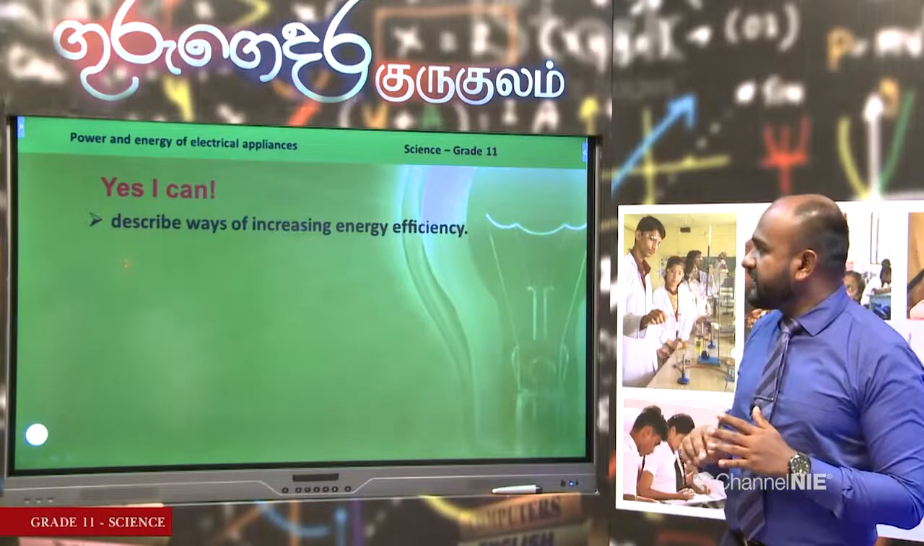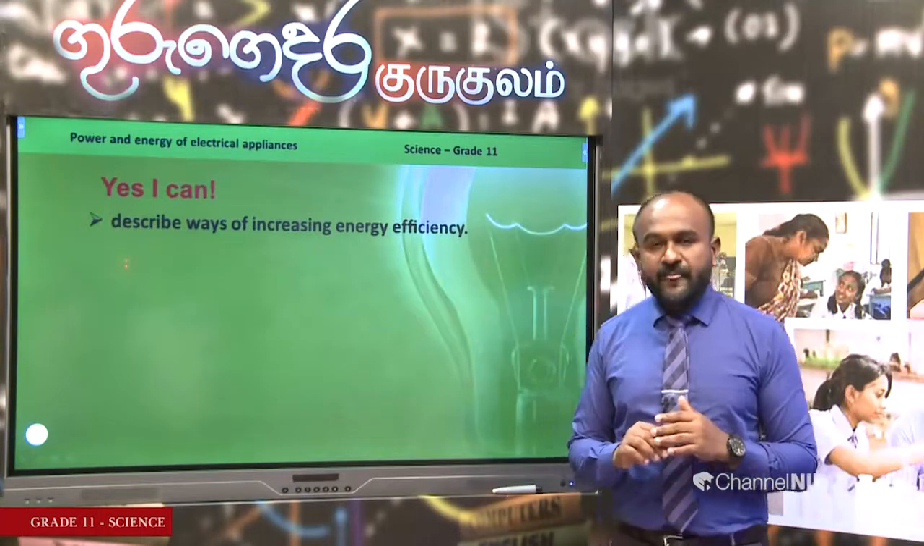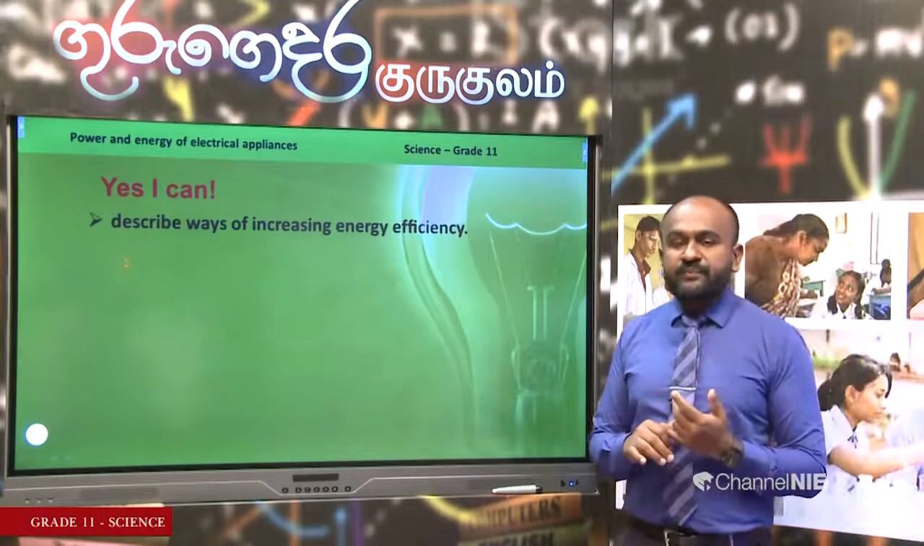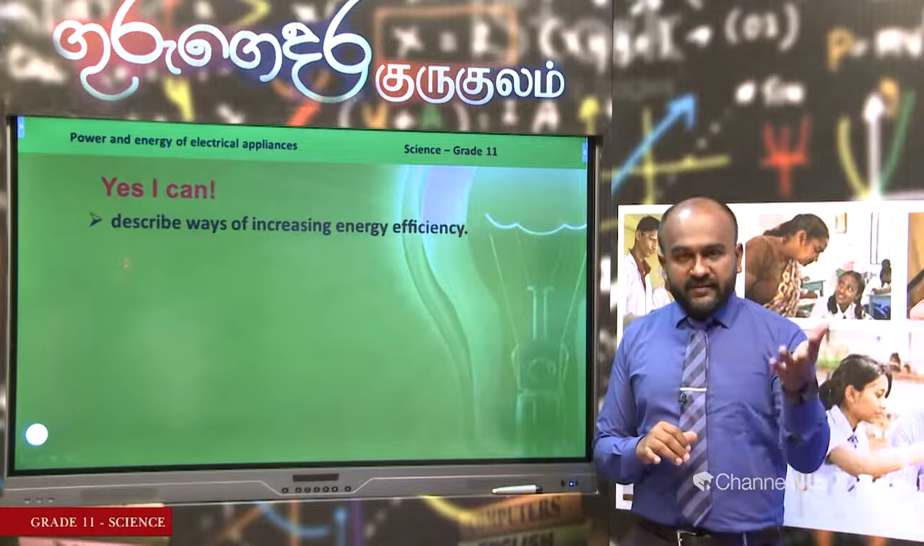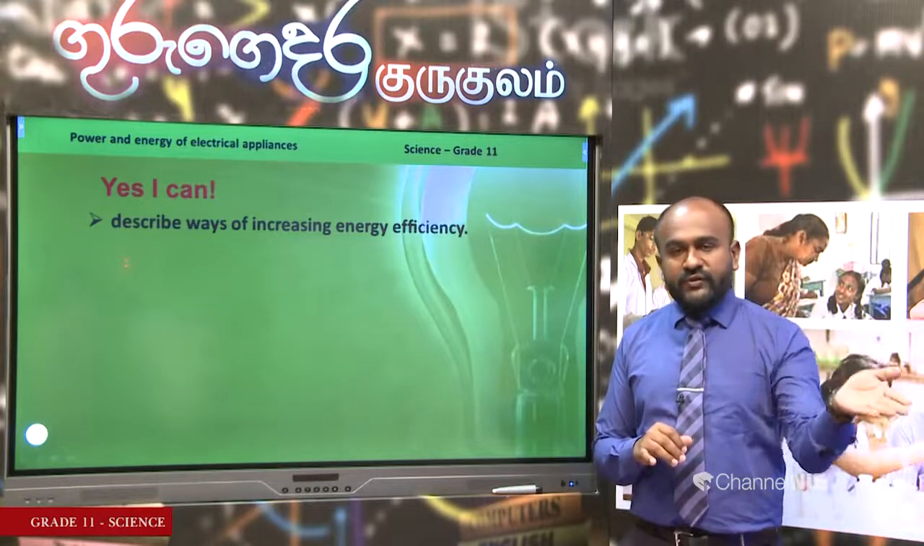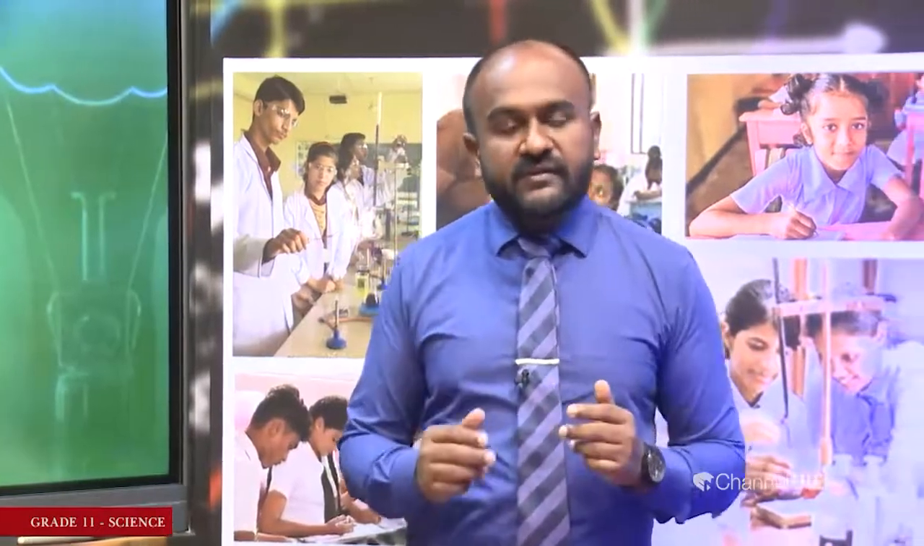Describe ways of increasing energy efficiency. There are several things that we can do to increase the energy efficiency of devices. As I told you earlier, we can do things like using LEDs and using LED televisions.